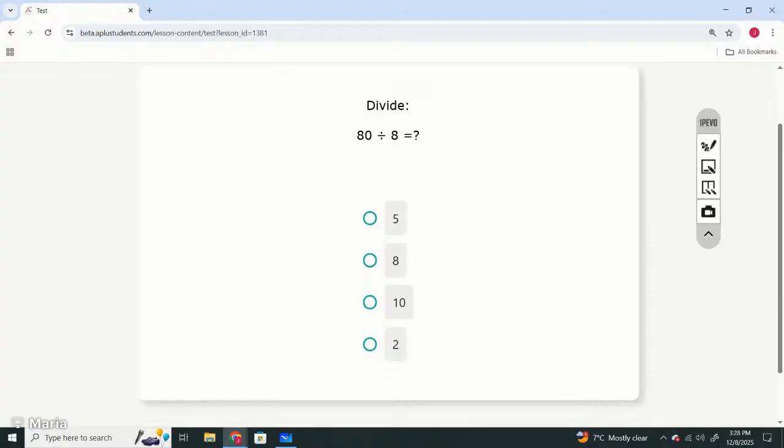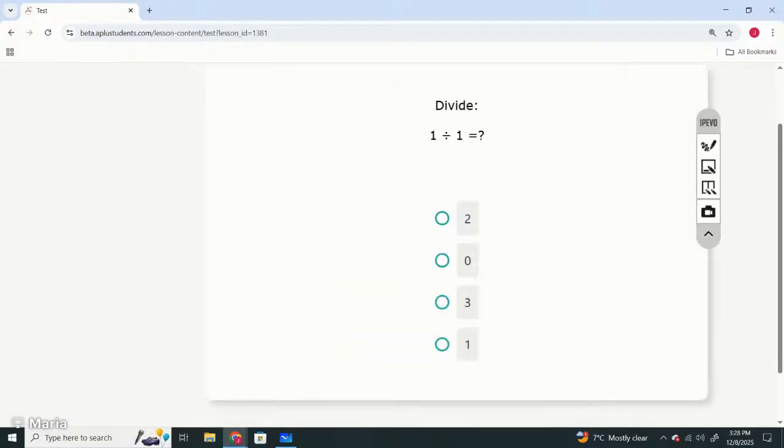80 divided by 8, which is the correct option? So 80 divided by 8 is 10. The correct option is option number 3. 10 it is.